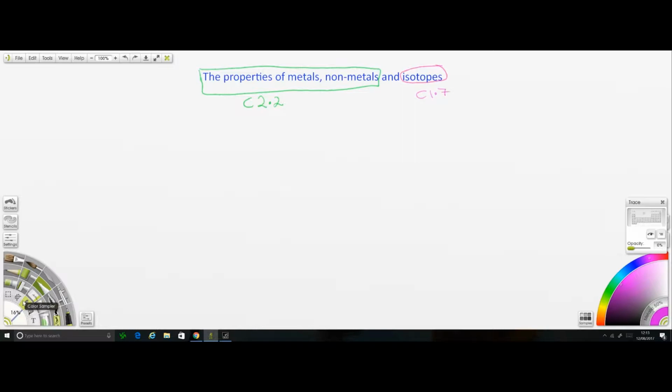For those of you that don't know, I'm going to be doing AQA Chemistry, Biology and Physics tutorials. What we're looking at today is the properties of metals and non-metals as well as isotopes.